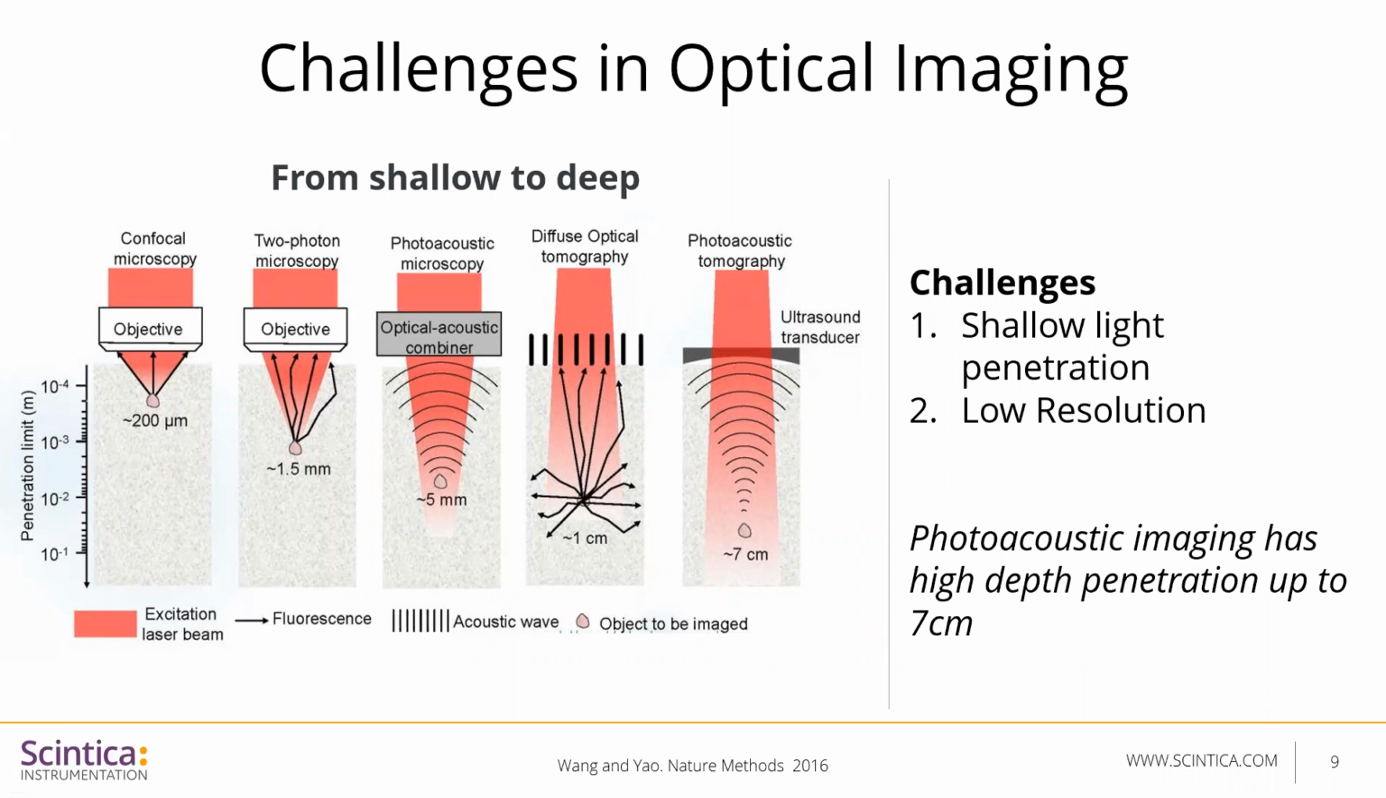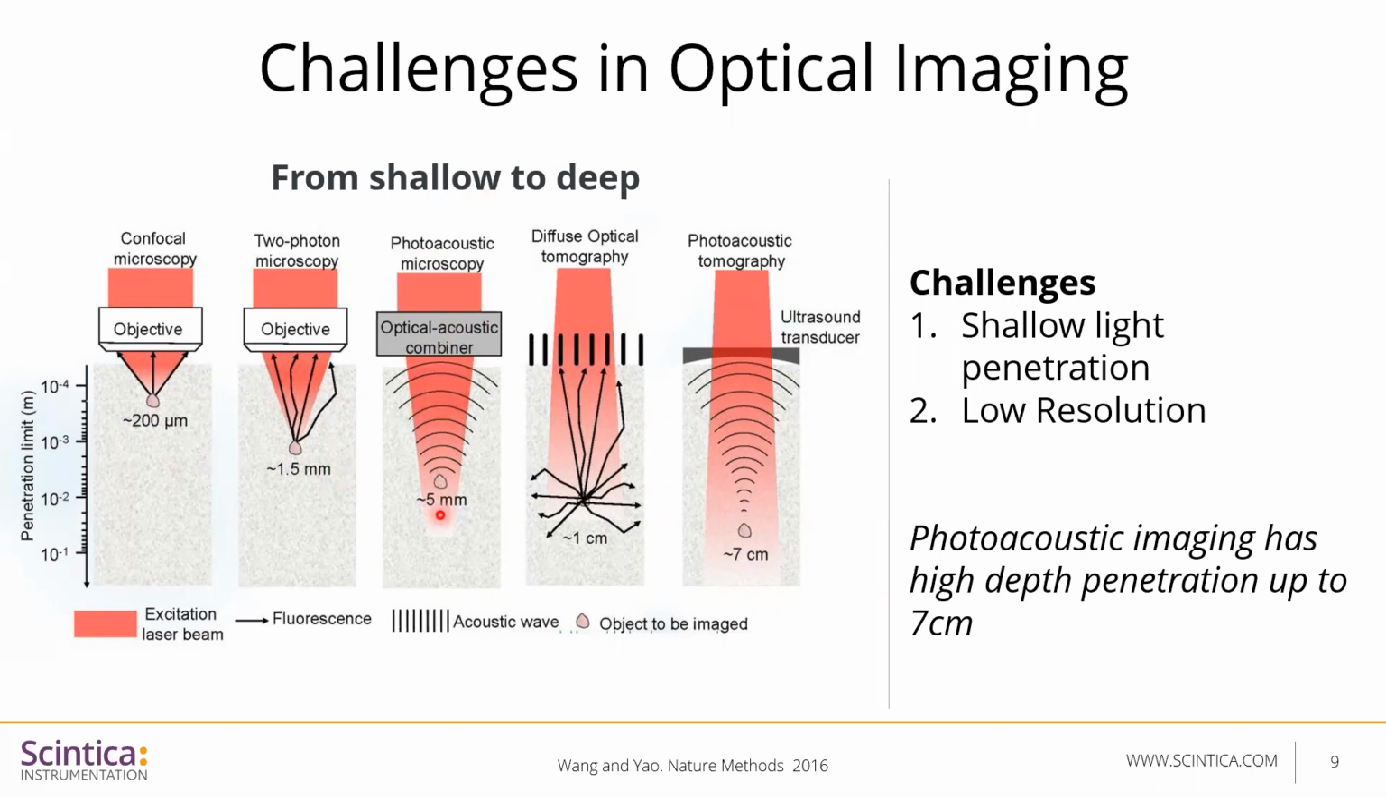The signal generated depends on the illumination of light at different wavelengths. And this wavelength is chosen based on the optical property of the target and the background medium. So as you can see in this image, in case of confocal microscopy, the depth of penetration is only 200 microns. In case of two-photon microscopy, the depth increases, but it only goes to 1.5 millimeters.